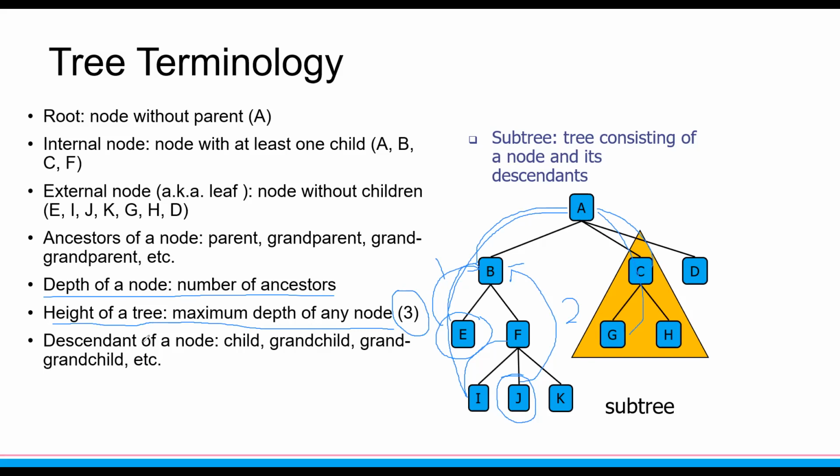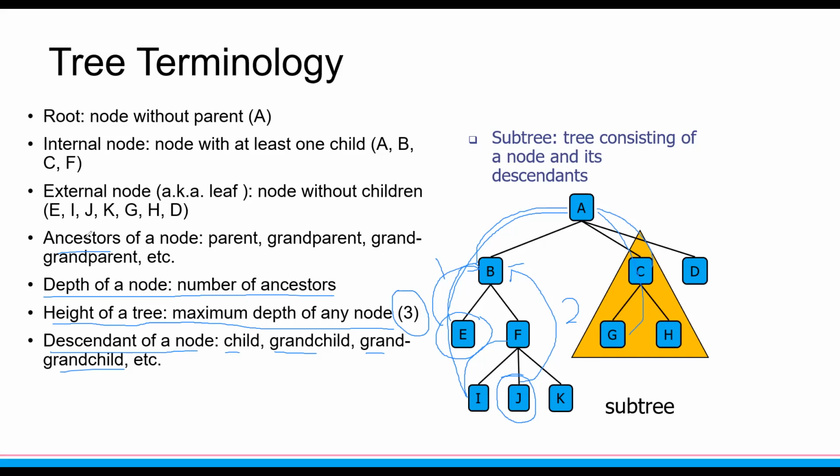We can also have another concept like descendant. Descendant means the child, grandchild, great-grandchild. So the same with the ancestors. If you are moving downward, then you have the child, grandchild, great-grandchild. If you're moving upward, then you have parent, grandparent, and great-grandparent.